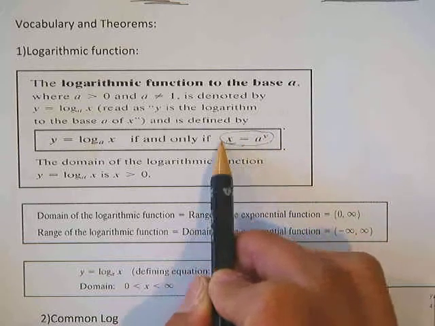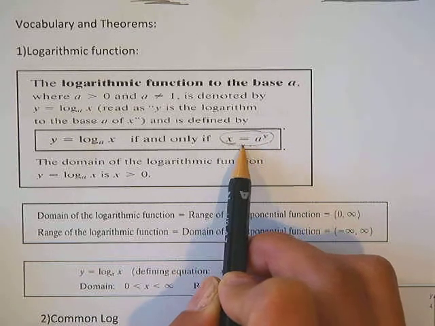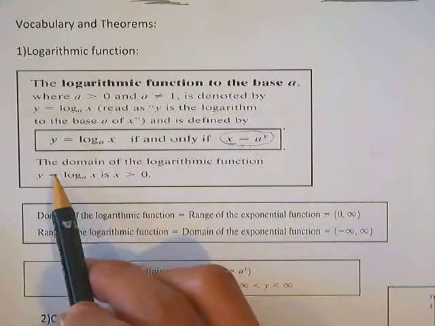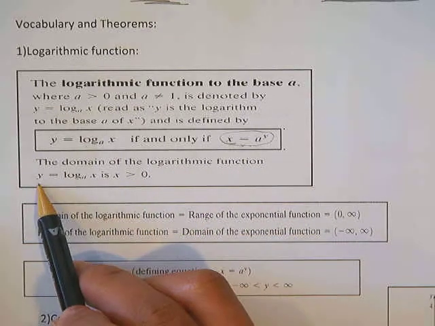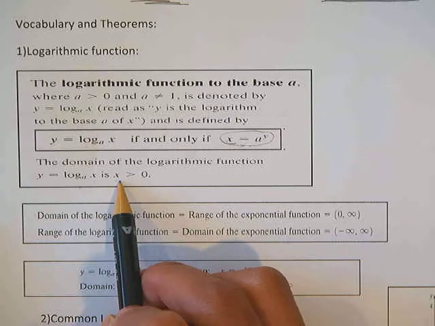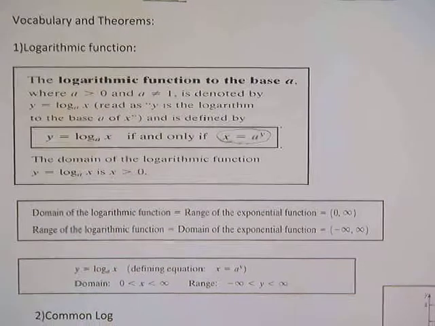So when you switch x and y in the exponential function, you have to solve for y, and after you're done solving for y, this is what it turns out to be. The domain of the logarithmic function y equals log base a of x is always going to be greater than 0. So let's talk about why that is, okay? So let's talk about the domain.